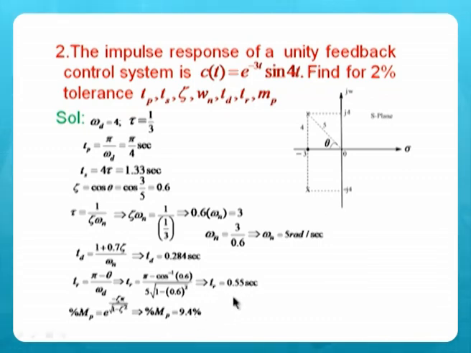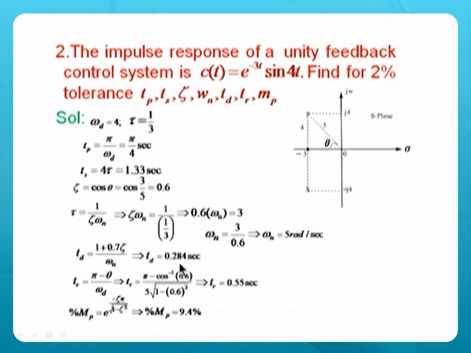Once you solve the problem, you can actually analyze this. If you get zeta and omega n, all the time domain specifications can be determined. Another observation you can make is that the settling time is 1.33 seconds, the rise time is 0.55 seconds, and the delay time is 0.28 seconds.